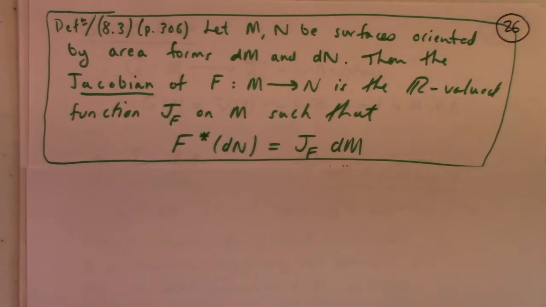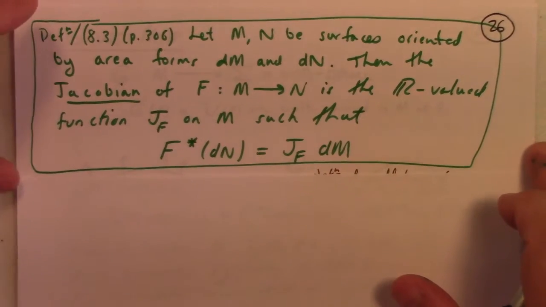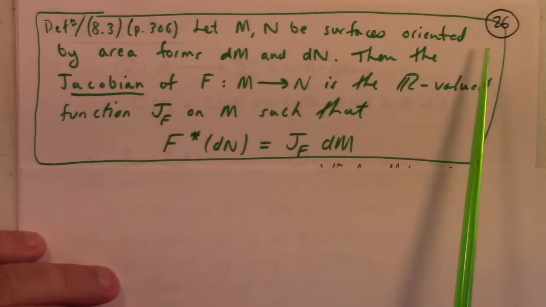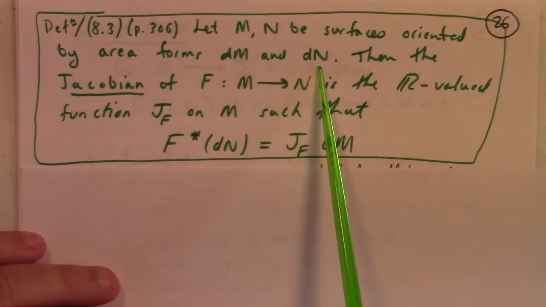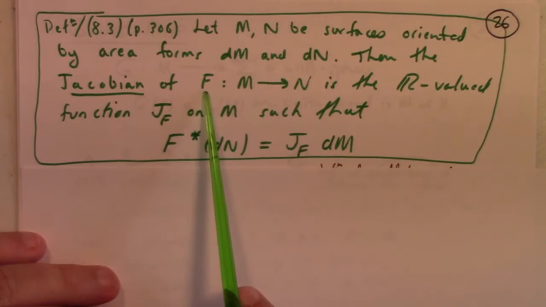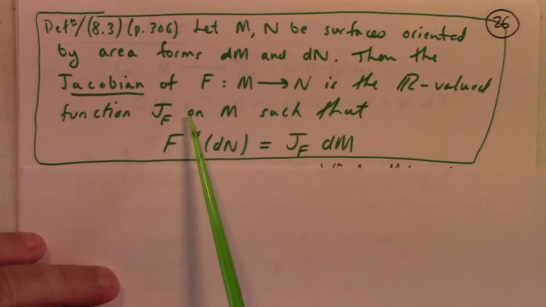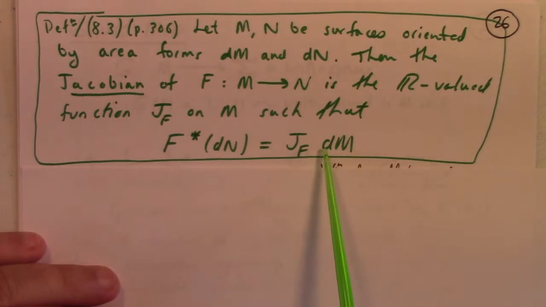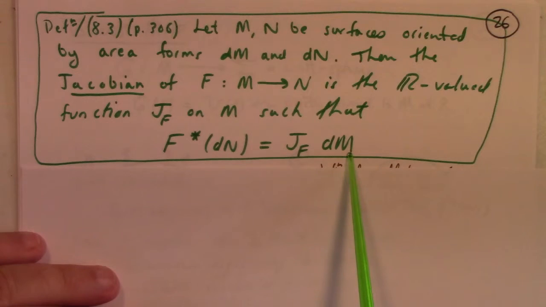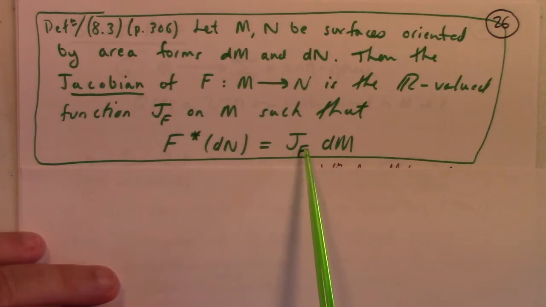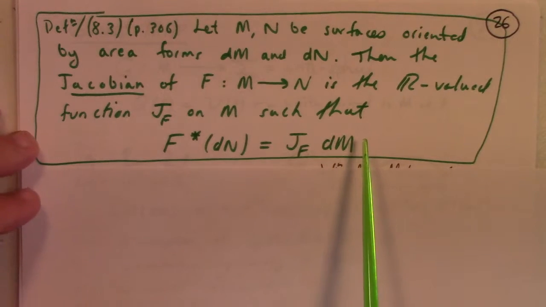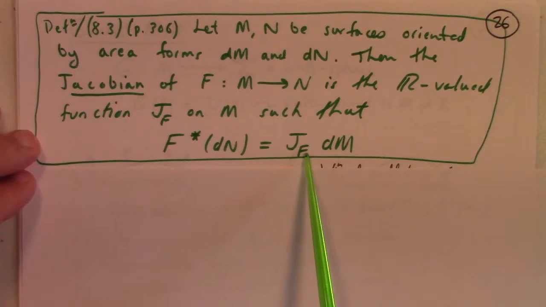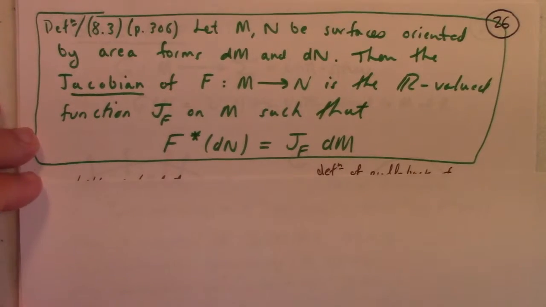All right. So that brings us to our last little bit of this lecture. Let M and N be surfaces oriented by the area forms dm and dn. Then the Jacobian of f is the real valued function Jf on M such that when you pull back the dn, it's Jf times dm, right? Now this is a 2-form, that's a 2-form, so it stands to reason that the pullback has to just be some function times that. And he's saying the Jacobian is defined to be whatever function it needs to be in order to get this equality here.